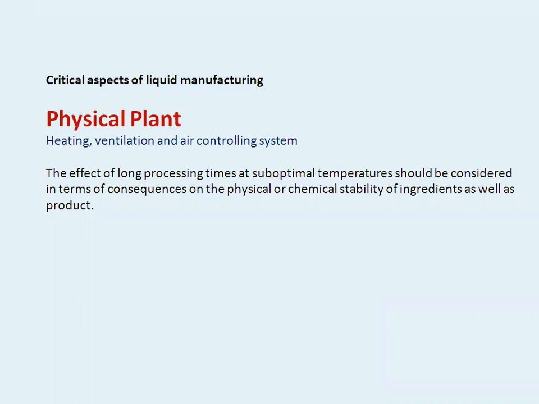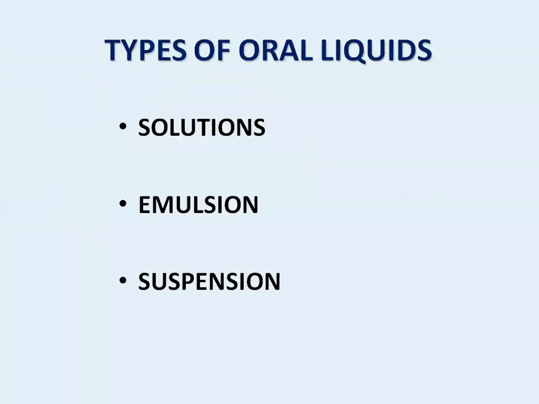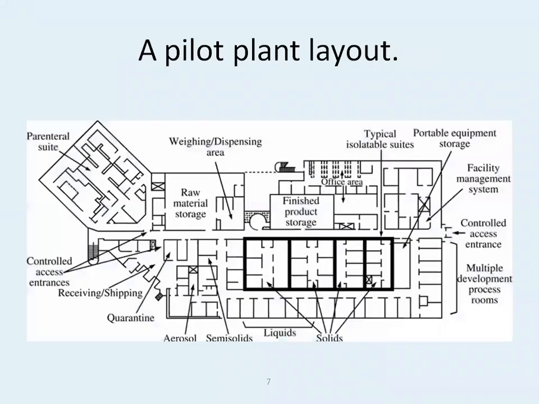So if we maintain proper temperature and proper humidity, we can assure the stability of the raw material. These are the oral liquid dosage forms: solutions, emulsion, suspension. This is a chalk-out plan of the pilot plant for the liquid dosage forms.